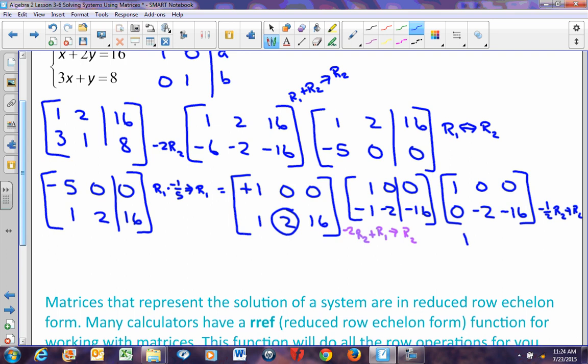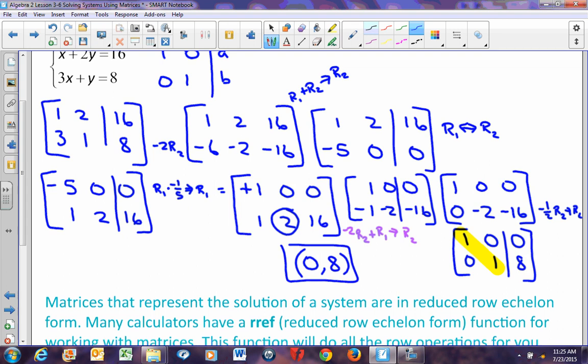So I'm going to have 1, 0, 0. Negative 1/2 times 0 is 0. Negative 1/2 times negative 2 is positive 1. And negative 1/2 times 16 is 8. And that's my final matrix. I now have it as exactly what I needed, a diagonal of 1s, and everything else is 0 on the left-hand side. And on the right-hand side is my solution. So my solution to this system of equations is 0, 8.